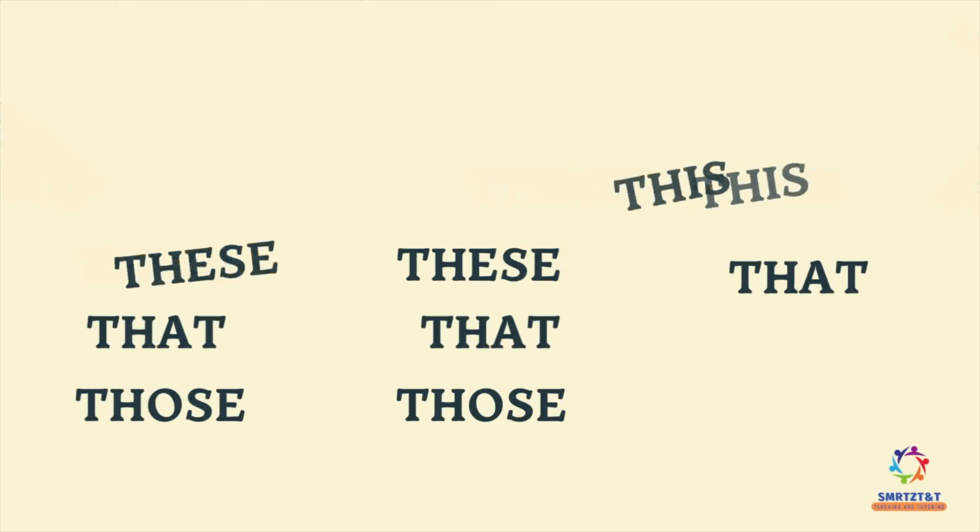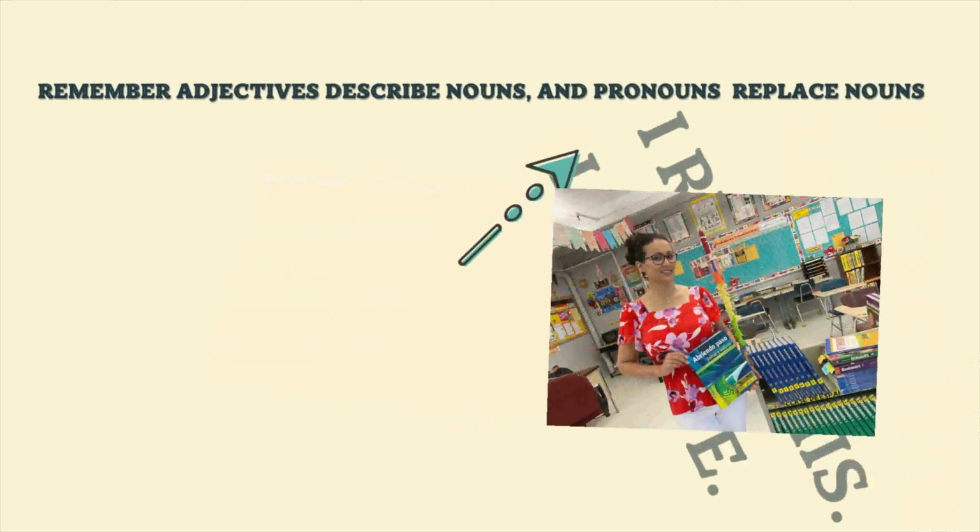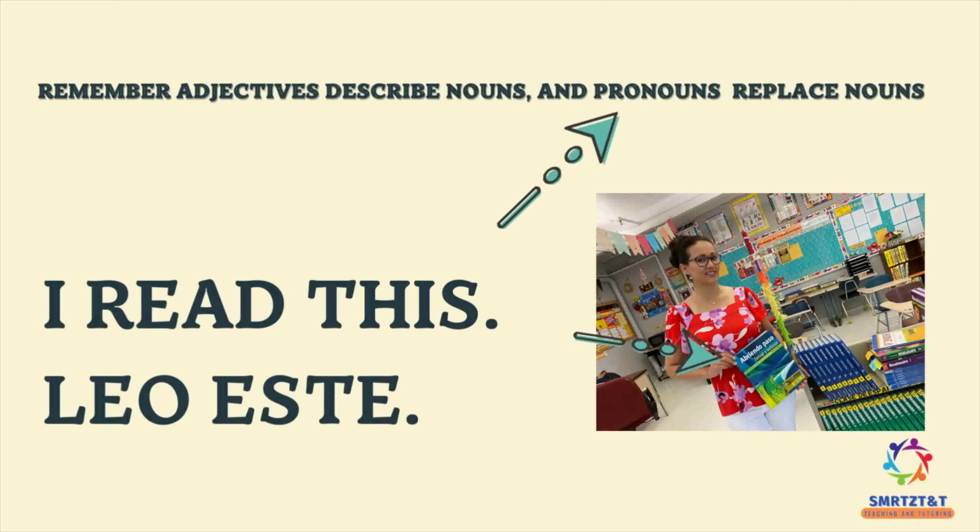In this section, now we're going to see that adjectives describe nouns and pronouns replace nouns. For example, I can say, I read this book. Leo este libro. I read this book. Me gusta esta casa. No me gusta esa materia de español. Me encanta este carro. So those are some of the sentences that we can use with demonstrative adjectives.